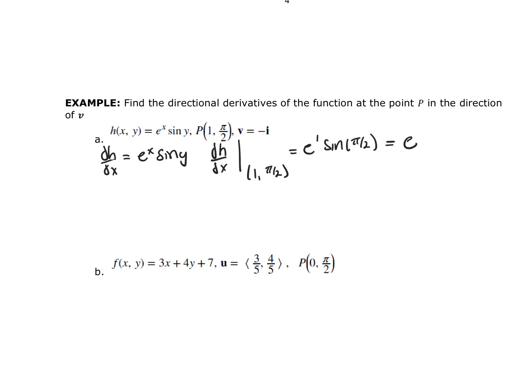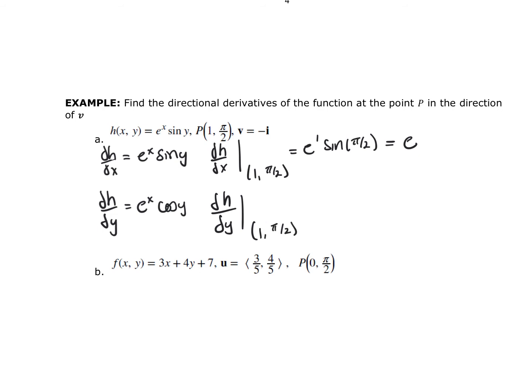I'm going to do the same thing with the partial derivative with respect to y. So here's y. And now e to the x is a constant, so I'm really just doing the derivative of sine y, which is cosine y. So I have e to the x, the sine, I said sine and I meant cosine, the cosine of y. Now I'm going to go ahead and find this partial derivative.